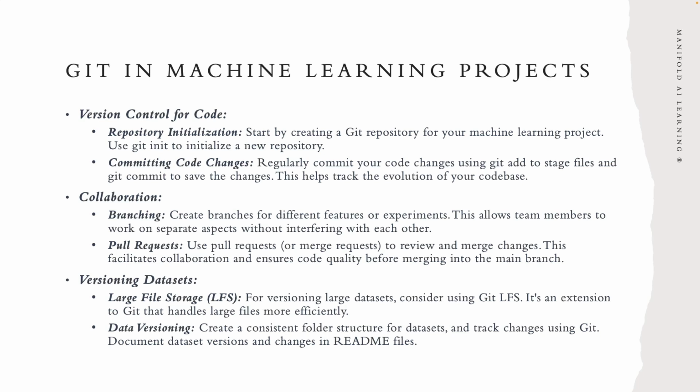Not only the code, but even data plays a key role in a machine learning project. Git supports large file storage. For versioning large datasets, we can make use of Git LFS, which is an extension of Git that can handle large files in an efficient manner. If you're working in a cloud environment, you can also make use of cloud storage as well. Git also supports data versioning, so you can track those changes as part of your requirement.